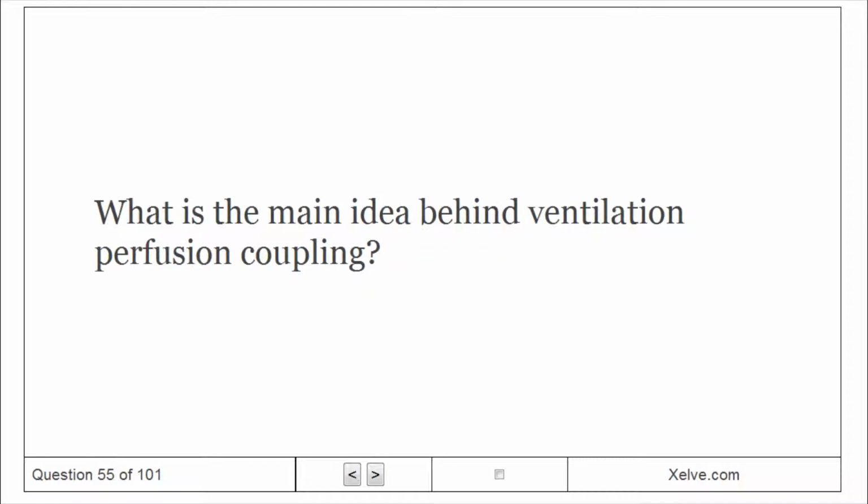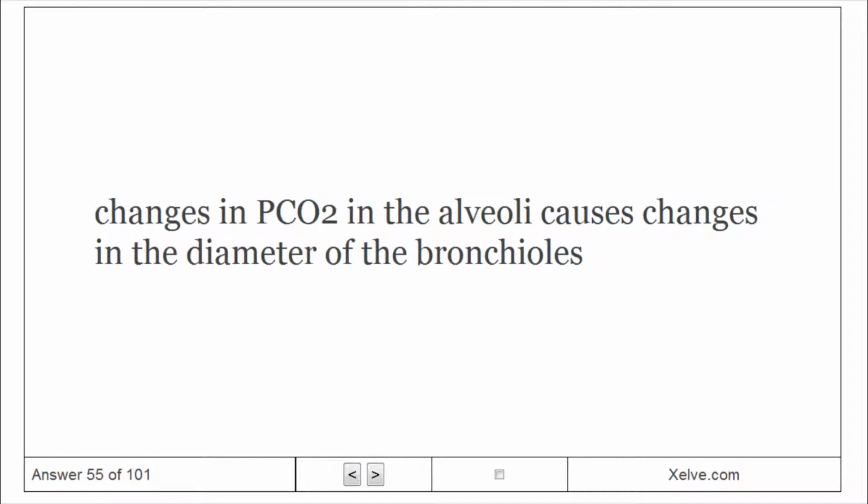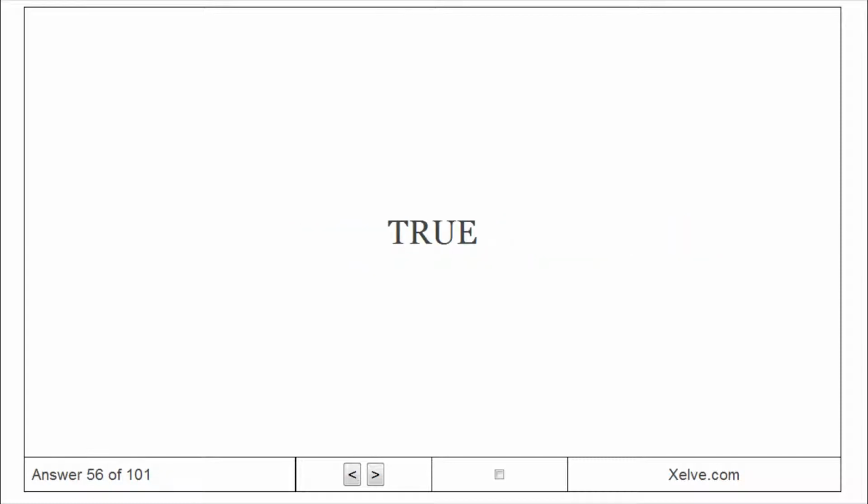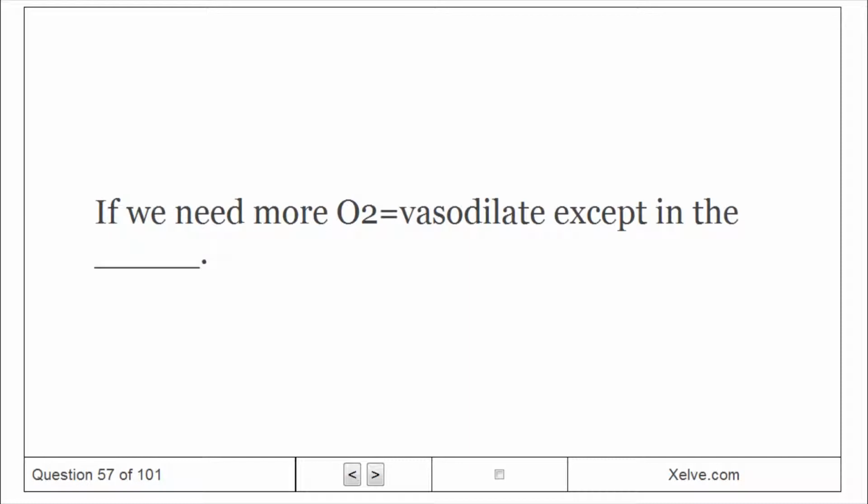What is the main idea behind ventilation-perfusion coupling? Changes in PCO2 in the alveoli cause changes in the diameter of the bronchioles. CO2 actually regulates everything. True. If we need more O2 equals vasodilate except in the blank. Lungs.